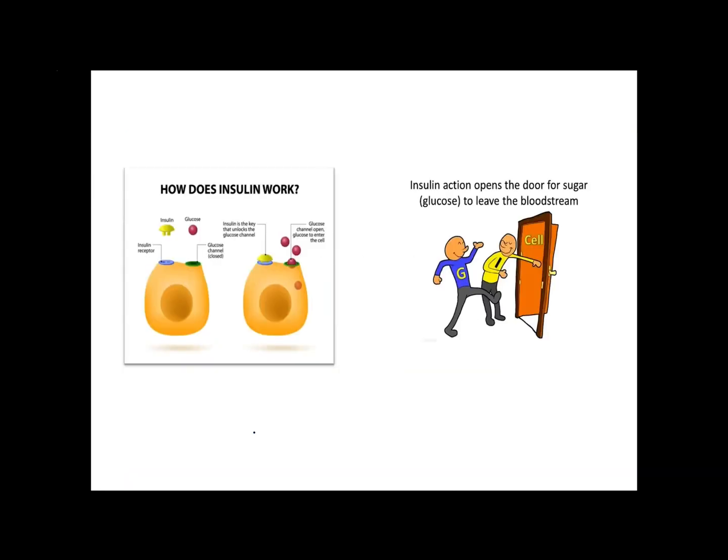Here's just a quick little diagram on how glucose works. So you've got your insulin receptor. Once that plugs in, your glucose can enter the cell.